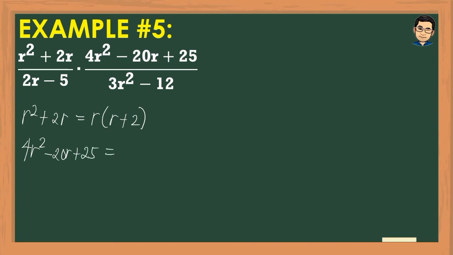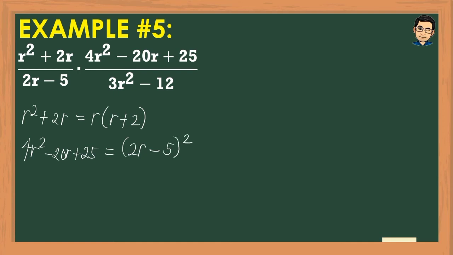Okay? So, extract natin yung square root ng 4r squared, and then follow natin yung sign ng middle term, and then extract natin yung square root ng last term. So, that is square root of 4r squared, that is 2r. Minus, kasi follow the sign of the middle term, and then square root of 25, that is 5, and then squared. So, check natin kung lilitaw yung middle term.